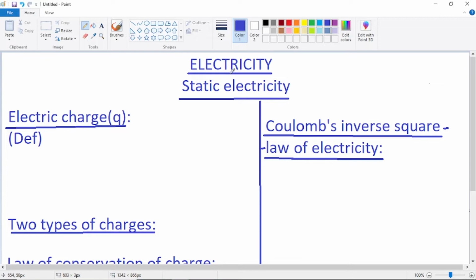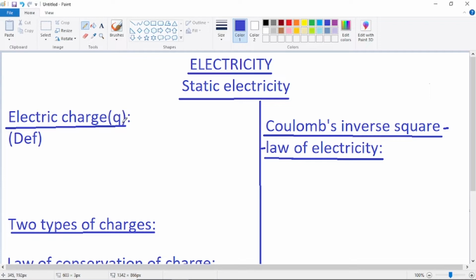The second meaning of electricity is that it simply means electric charge. So the first meaning of electricity is that it's a branch of physics. What does it deal with? It simply deals with electric charges. So what is electric charge? Its regular symbol is Q.